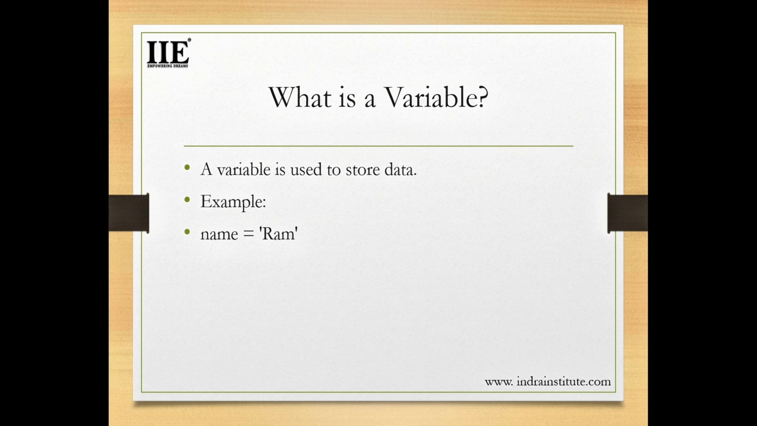What is a variable? A variable is a container used to store data. Example, name equal to Ram. Here, name is the variable and Ram is the value stored inside it. Think of a variable as a box where we can keep information and use it whenever needed. Without variables, storing and managing data becomes difficult.